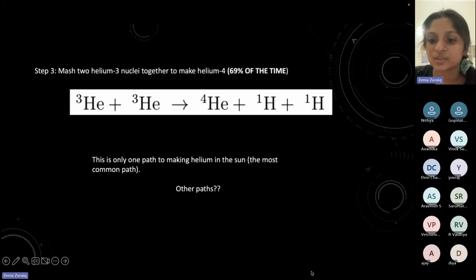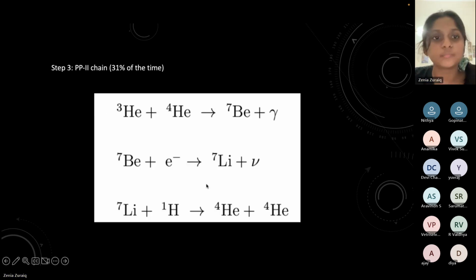So, sorry. Yeah, this is what happens roughly 70% of the time. But there are cases where other kinds of paths can happen. So what are those other paths? To start with, we have the pp2 chain, which happens 31% of the time.